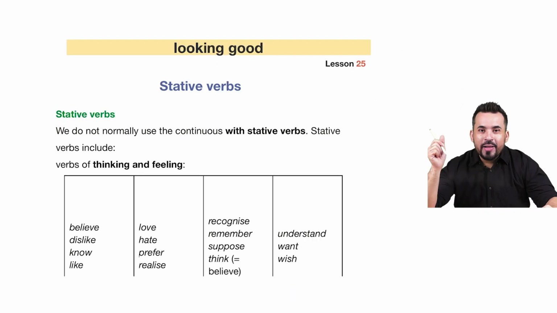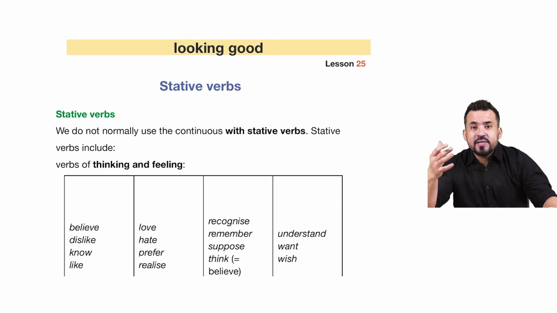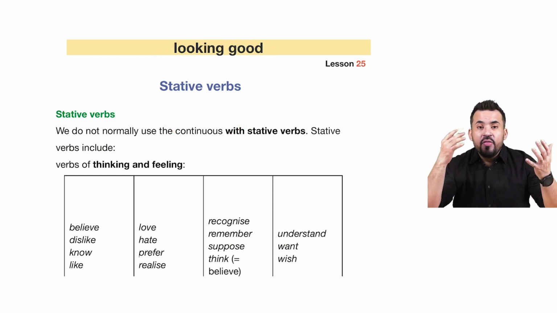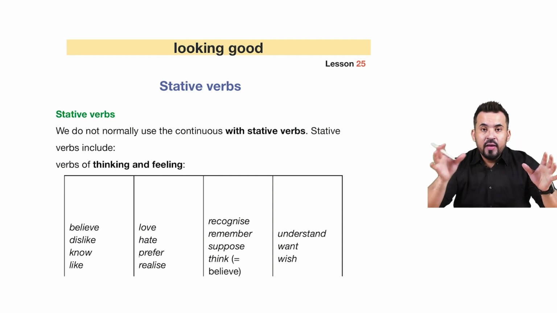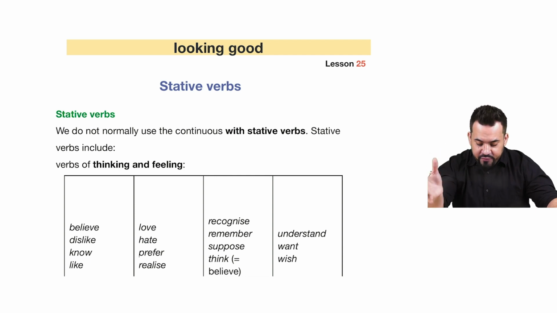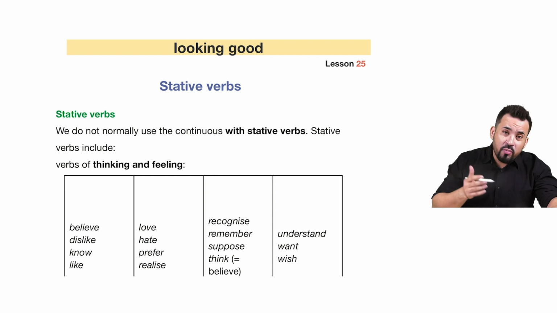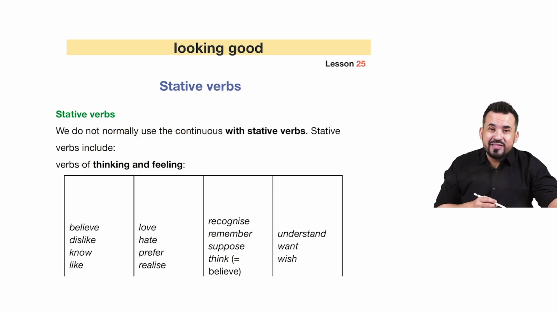Let's get to it. Welcome to lesson 25. Today we will start with stative verbs. What are stative verbs? Stative verbs are basically verbs that don't take the action form or the ing continuous form. Mostly they come in the infinitive form without ing. Normally those verbs are associated with thinking and feeling, also with senses.